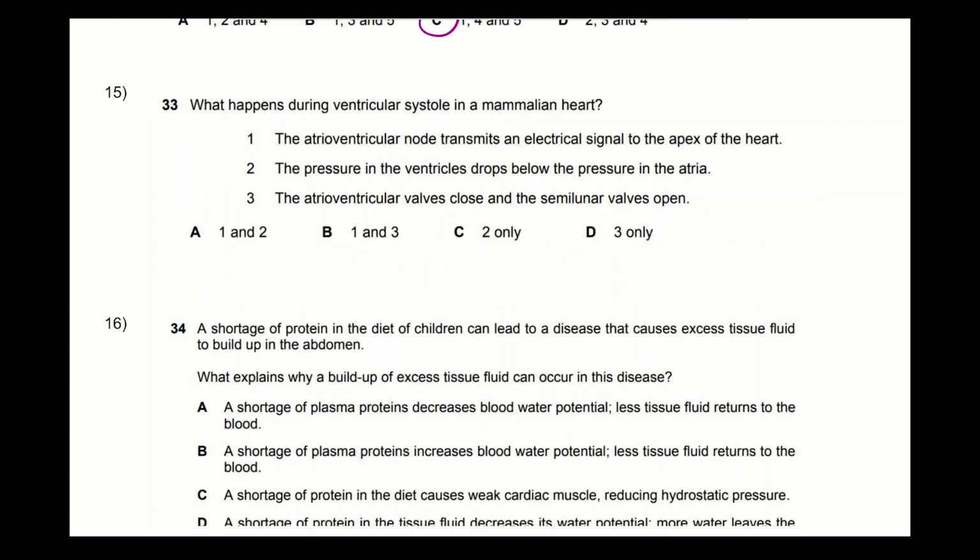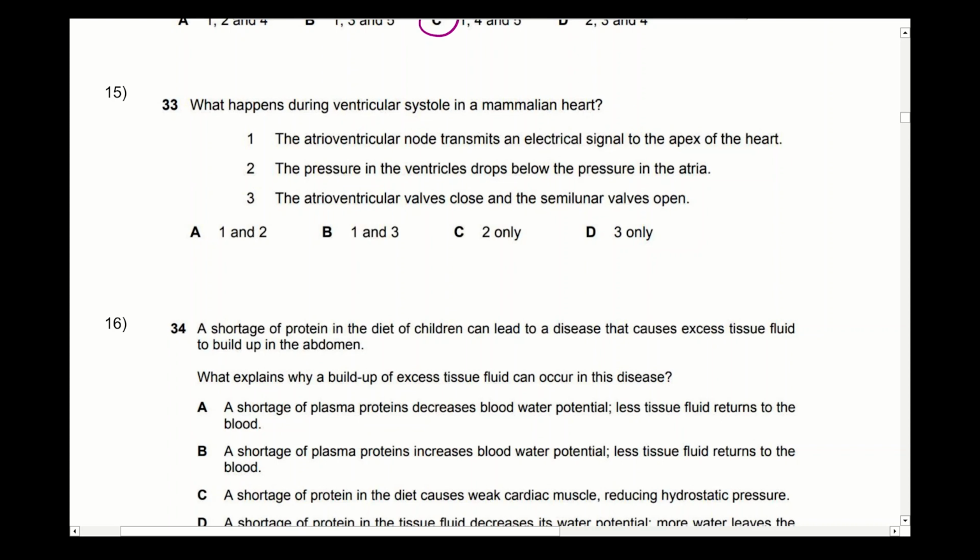Question number 15. What happens during ventricular systole in a mammalian heart? Ventricular systole is the contraction of the ventricles. The pressure increases in the ventricles and pushes blood outside the semilunar valve to the arteries. Now let's see the suggestions that we have here.